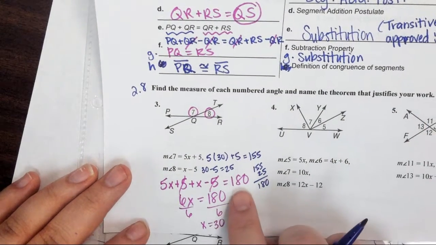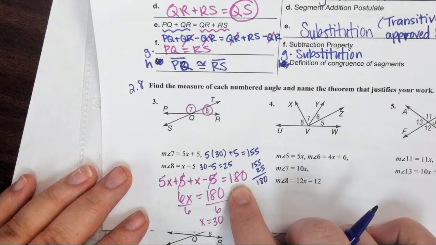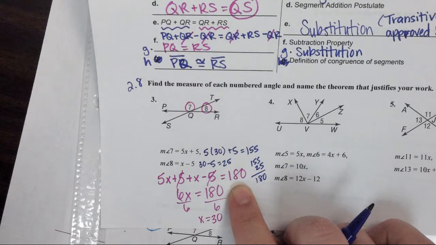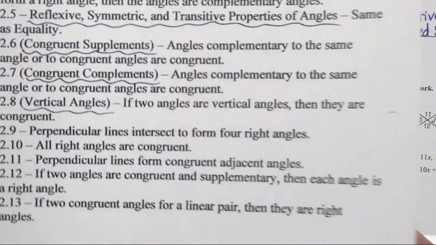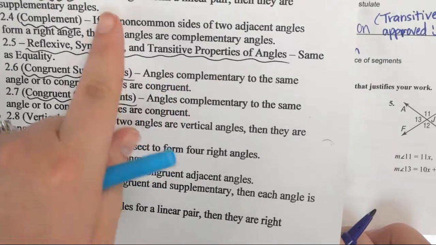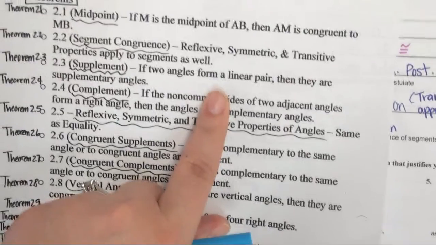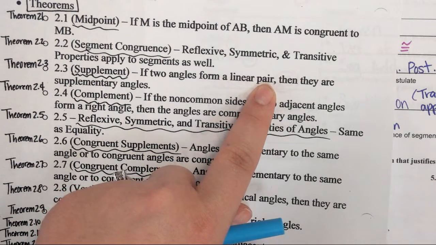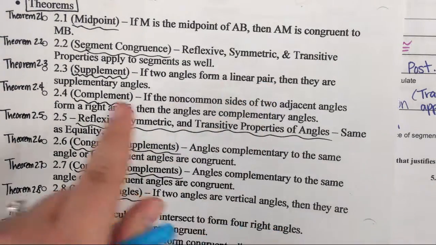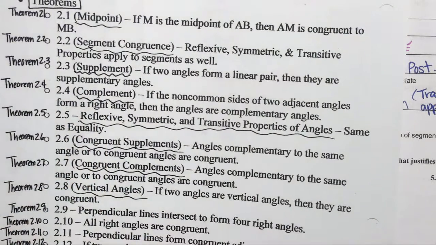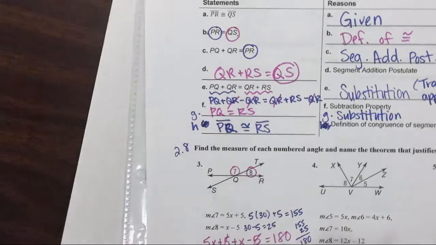So there's a theorem that is allowing us to set those two angles equal to 180. I just need to reference it. If I look at my reference guide, I see theorem 2.3. It says if two angles form a linear pair, which 7 and 8 did in our example, then they are supplementary angles, meaning they equal 180 degrees. So I'm going to reference that theorem.